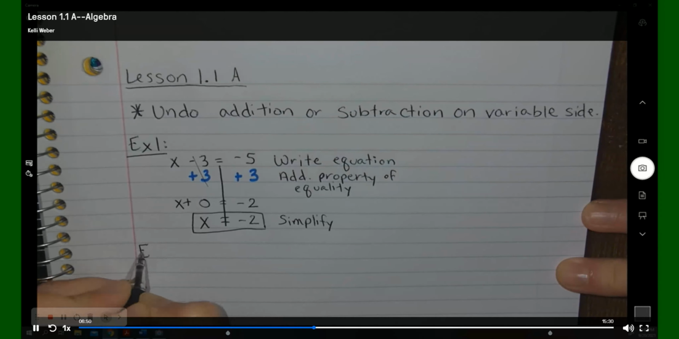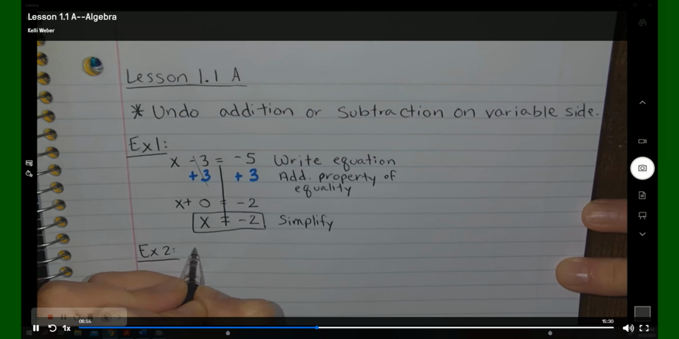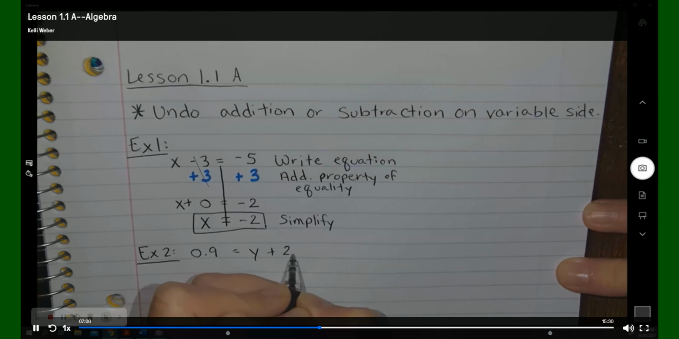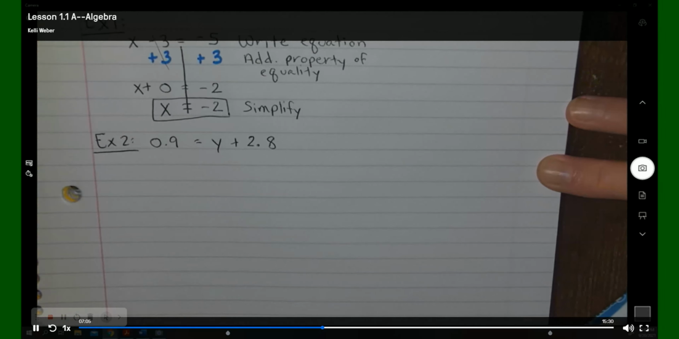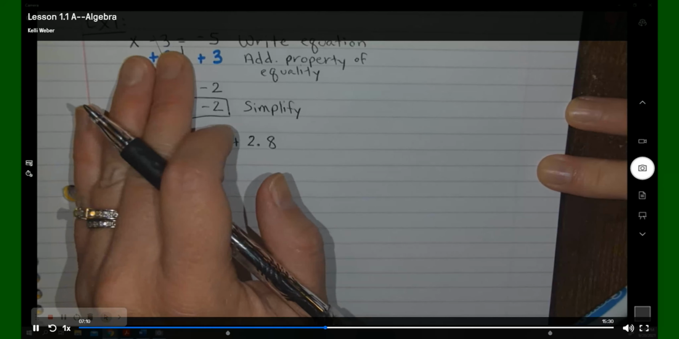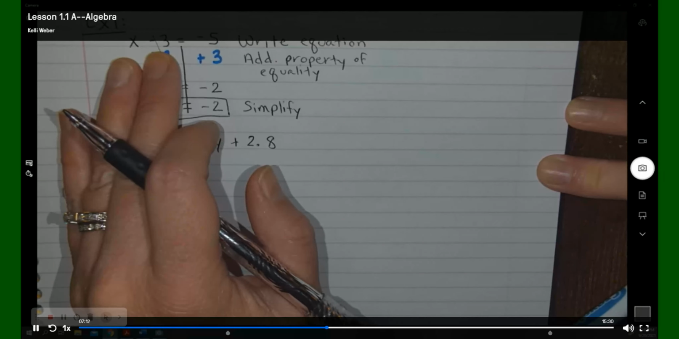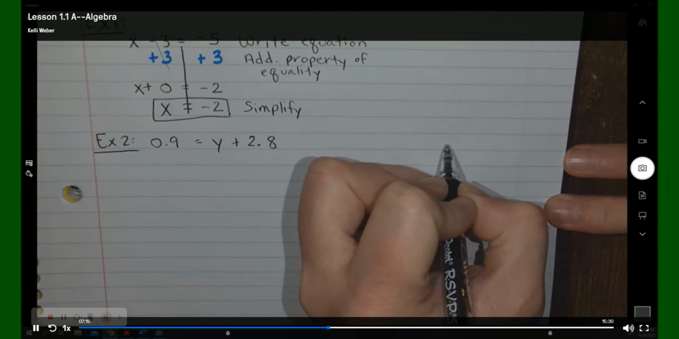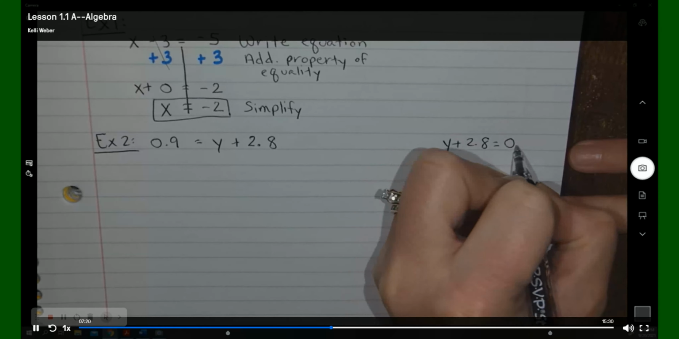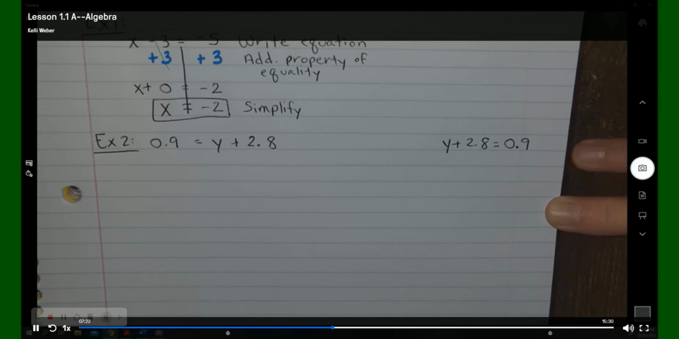For example 2, we have 0.9 equals y plus 2.8. Now, off to the side here, I'm going to show you, some people, when they see this, it gets very confusing. So if you're somebody who prefers it written this way, with the variable and the number on the left side of the equal sign, you can write it as y plus 2.8 equals 0.9. It's going to give you the exact same answer, but it's just another way to write it.